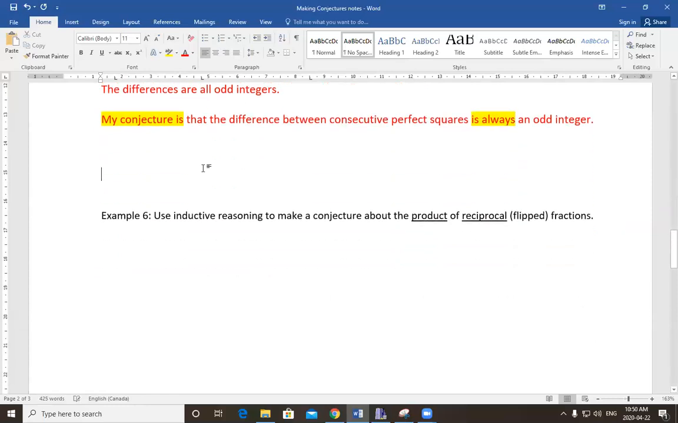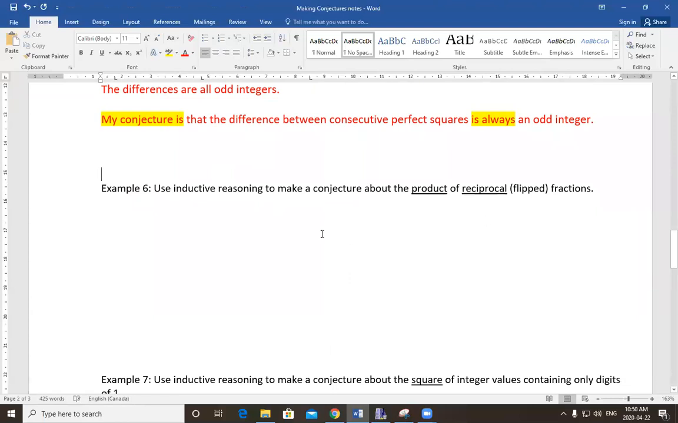Okay, use inductive reasoning to make a conjecture about the product of flipped reciprocals, which are flipped fractions. So if we have the fraction 1 over 2, then the reciprocal is flipped, 2 over 1. Okay, so now we know that. We can go ahead and gather some data.